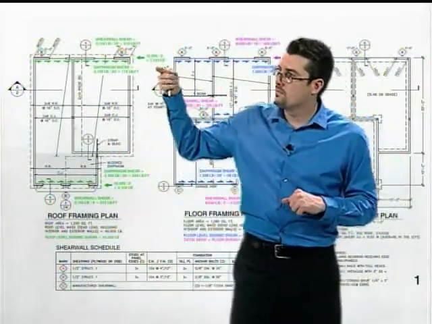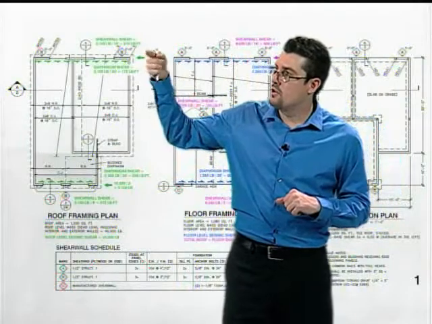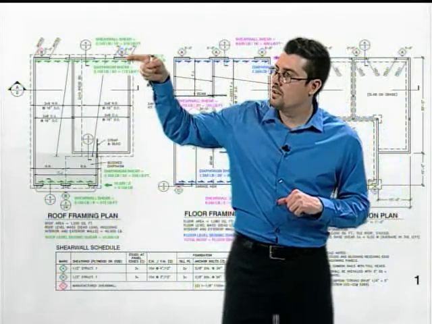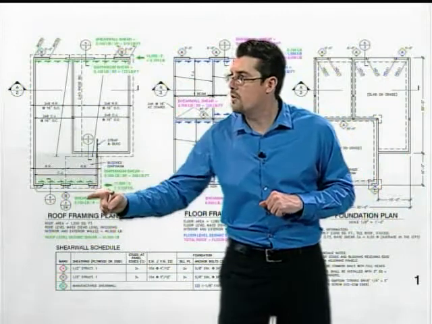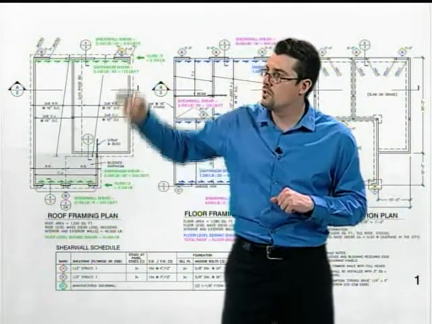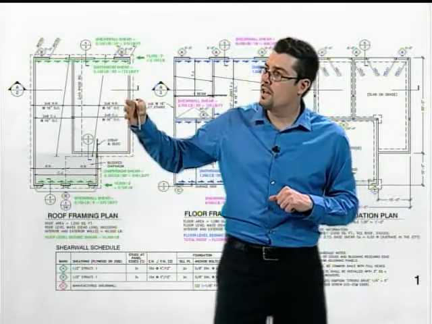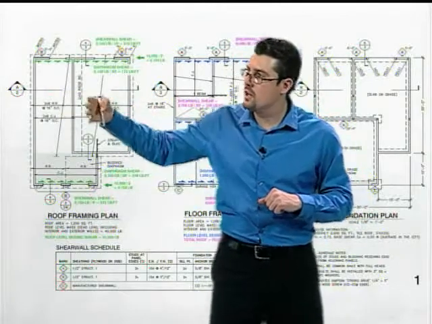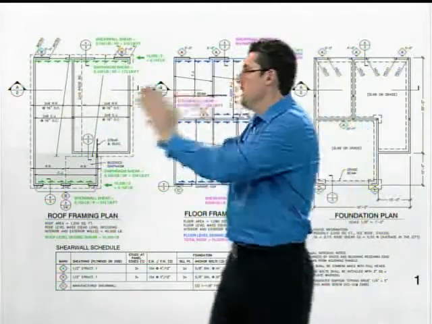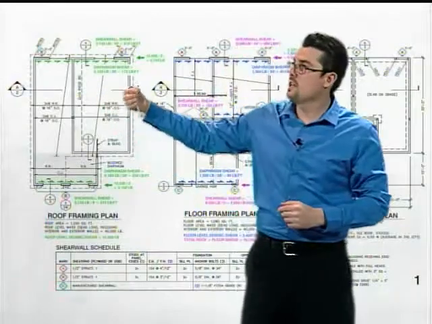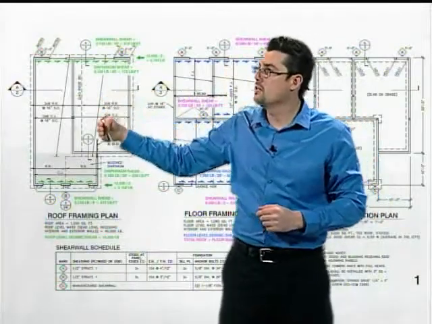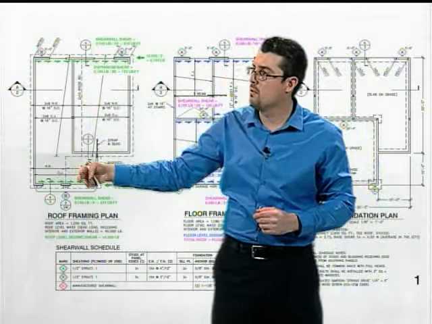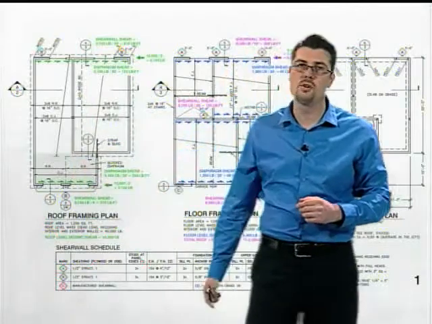So notice, on the roof we have a shear wall here at the back of the house and another shear wall here at the front of the house, and there's no shear walls in between. So all of that seismic force that's generated when the house is shaking this way is transferred to that wall and that wall, and it's being resisted by those shear walls.